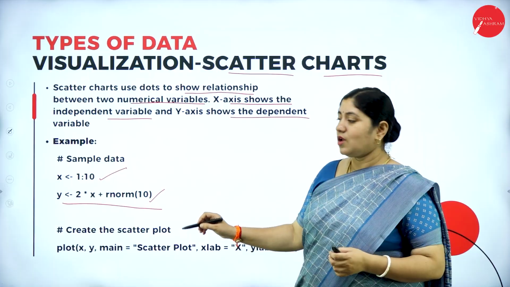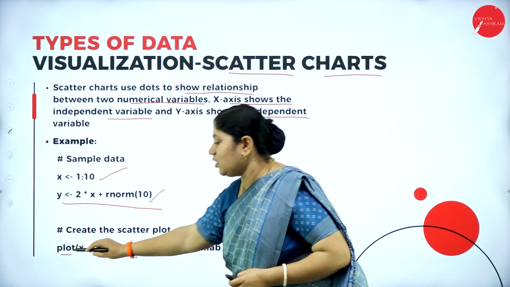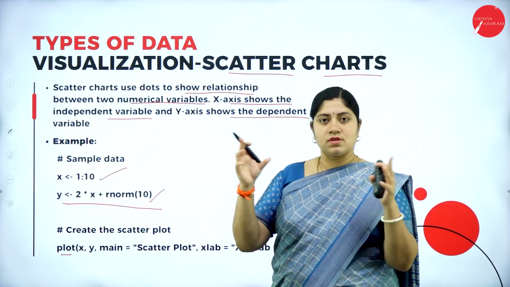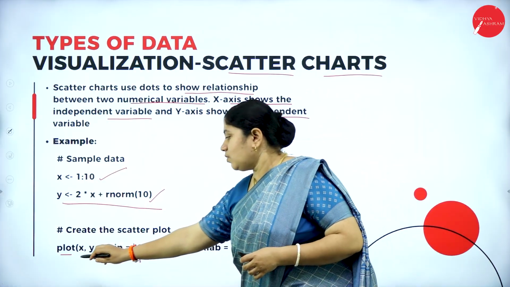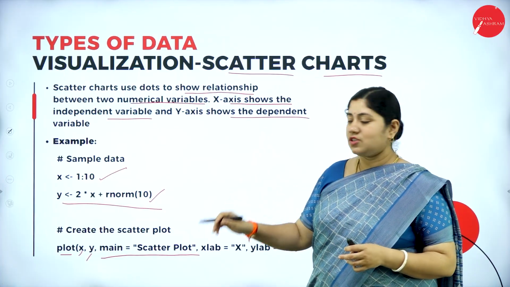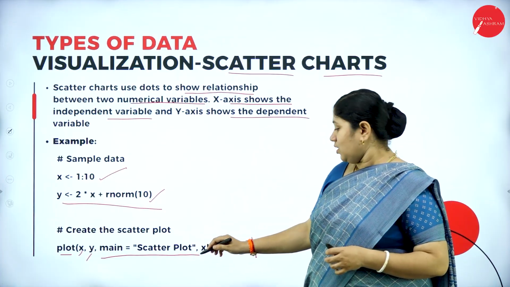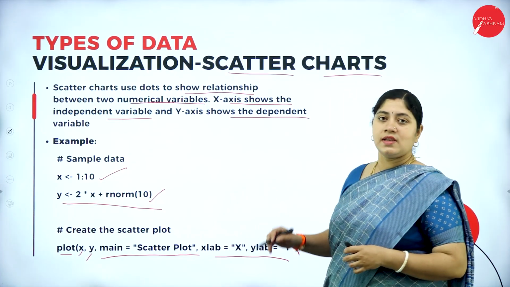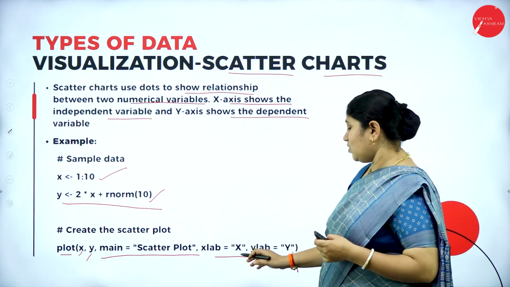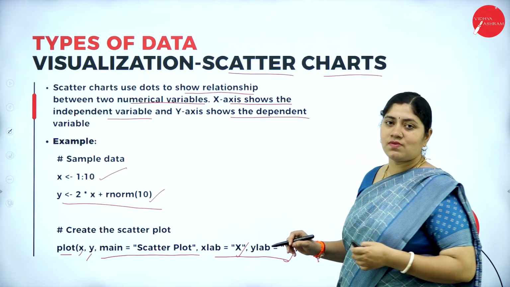In order to do that, we call plot, followed by x, y, as well as the main title. So what should be the title? It should be scatter plot. Then followed by the label for the x-axis as well as the y-axis. I am defining them as a simple x as well as y.